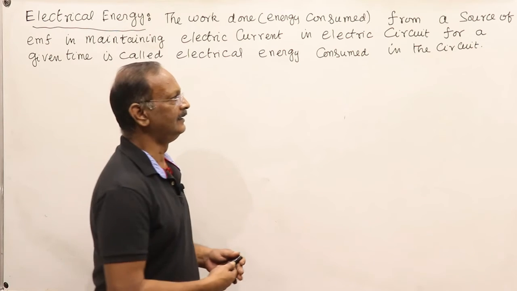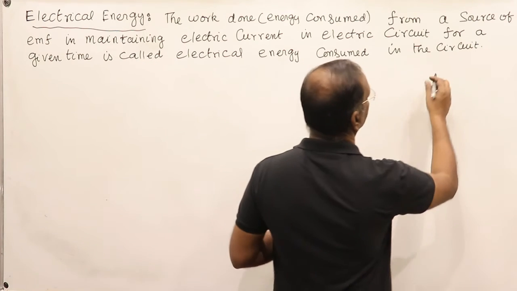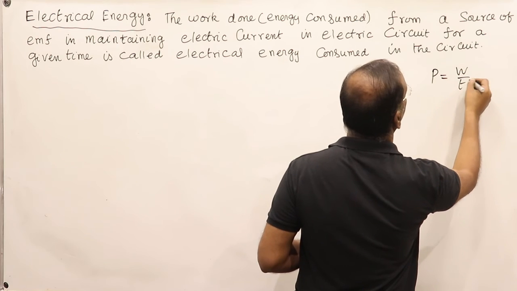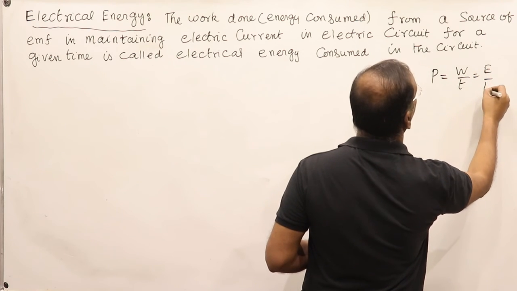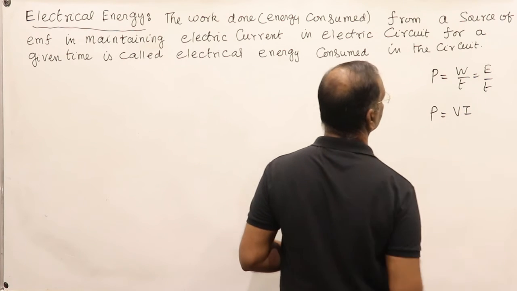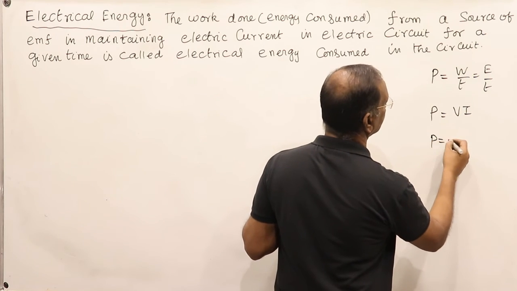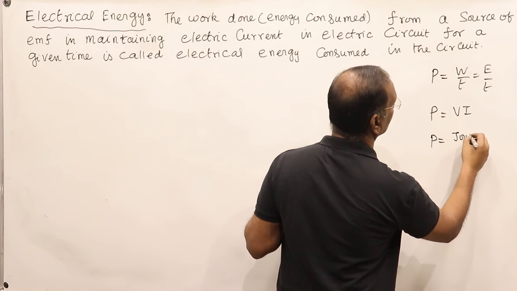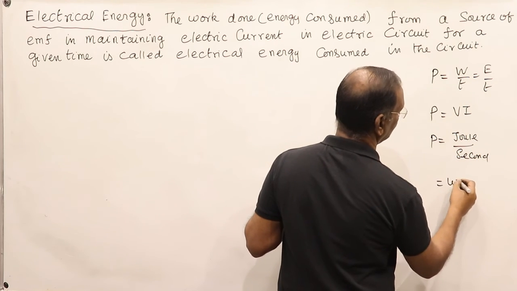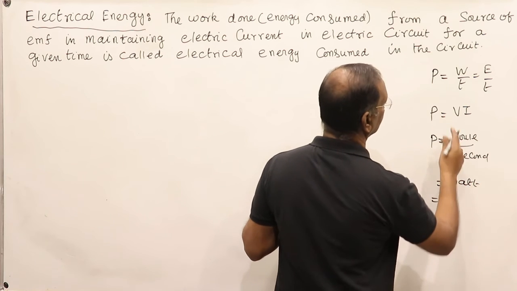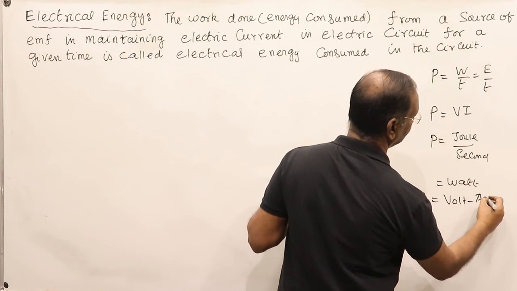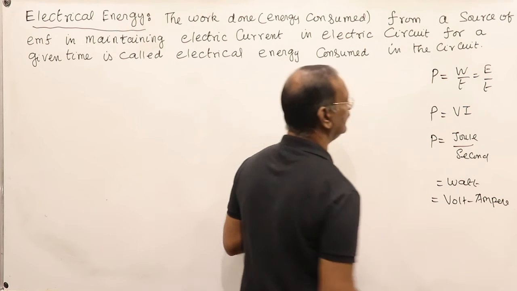Unit of electrical energy. See, in terms of power, we have written power is equal to rate of work done, which is equal to energy by time, and power is equal to V into I. And unit of power is joules per second, or joule per second is equal to watt, or power is equal to V into I, this is volt into ampere. This already we have seen.